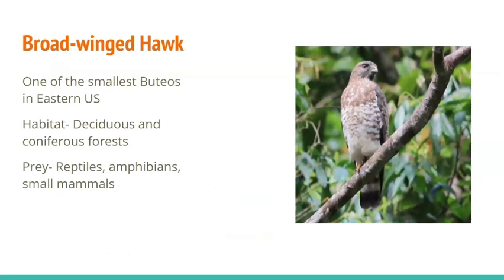So next up is our broad-winged hawk. They are one of the smallest buteos in the eastern US. For habitat, they tend to prefer deciduous and coniferous forests, although you can also find them on roadsides. For prey, they tend to target smaller prey items, so reptiles, amphibians, and also small mammals.